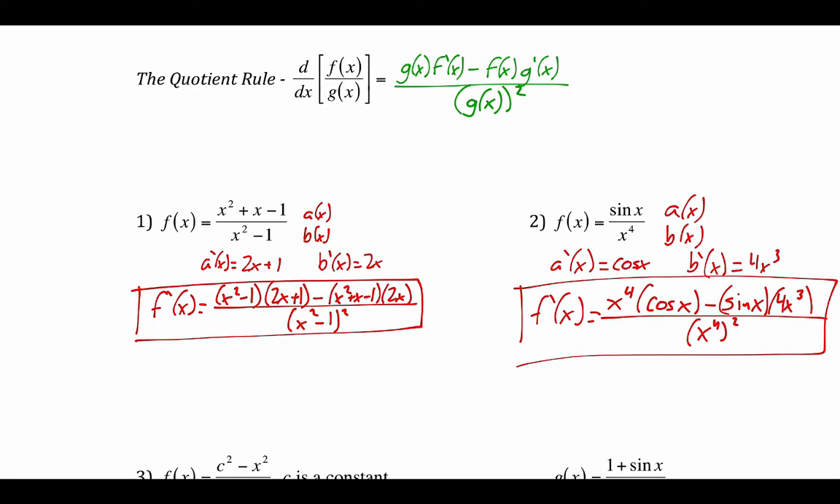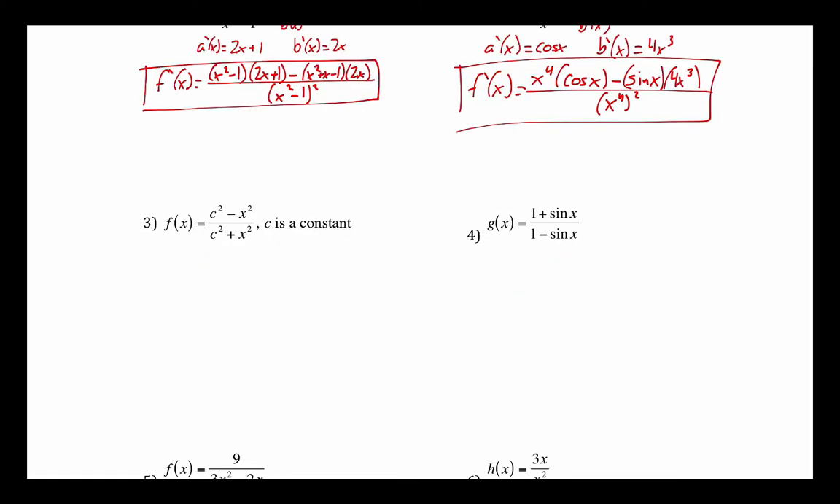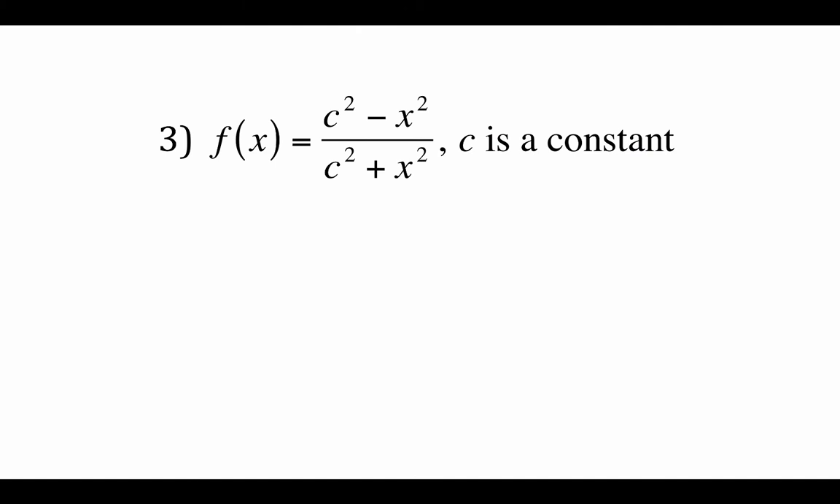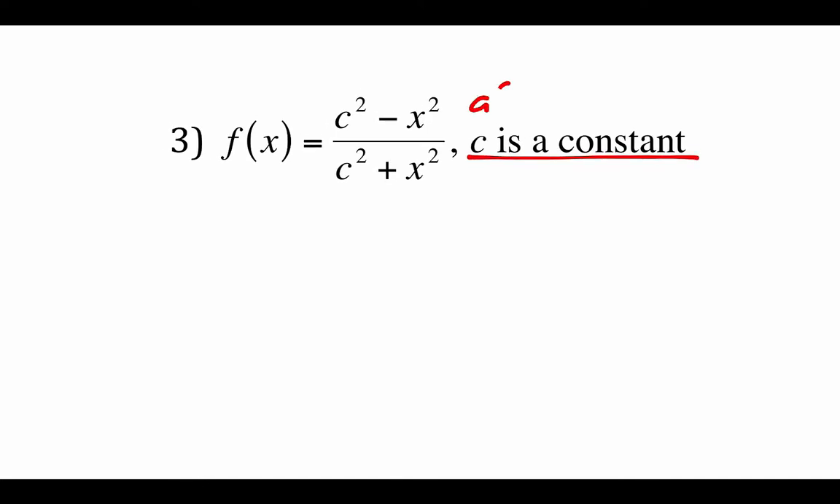All right, number 3. We have f of x equals c squared minus x squared over c squared plus x squared, and c is a constant. So again, I'm just going to label the numerator. Well, how about this? Why wasn't I doing n of x and d of x, numerator and denominator? That makes perfect sense. Goodness gracious, why didn't I think of that before? So let's do the derivative of the numerator first.